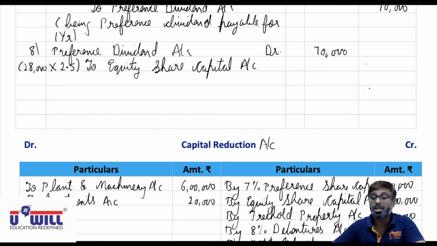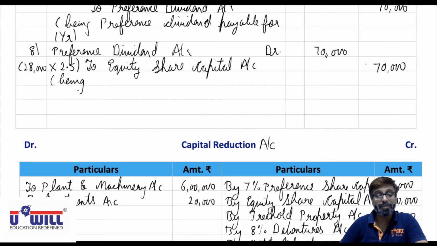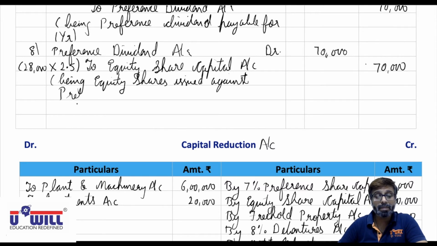That you must write in brackets so that at the end when we make the balance sheet, we are able to get the number of equity shares in share capital. So 28,000 equity shares of 2.5 each, being equity shares issued against preference dividend. Okay, being equity shares issued against preference dividend. I hope everyone is clear up till here.